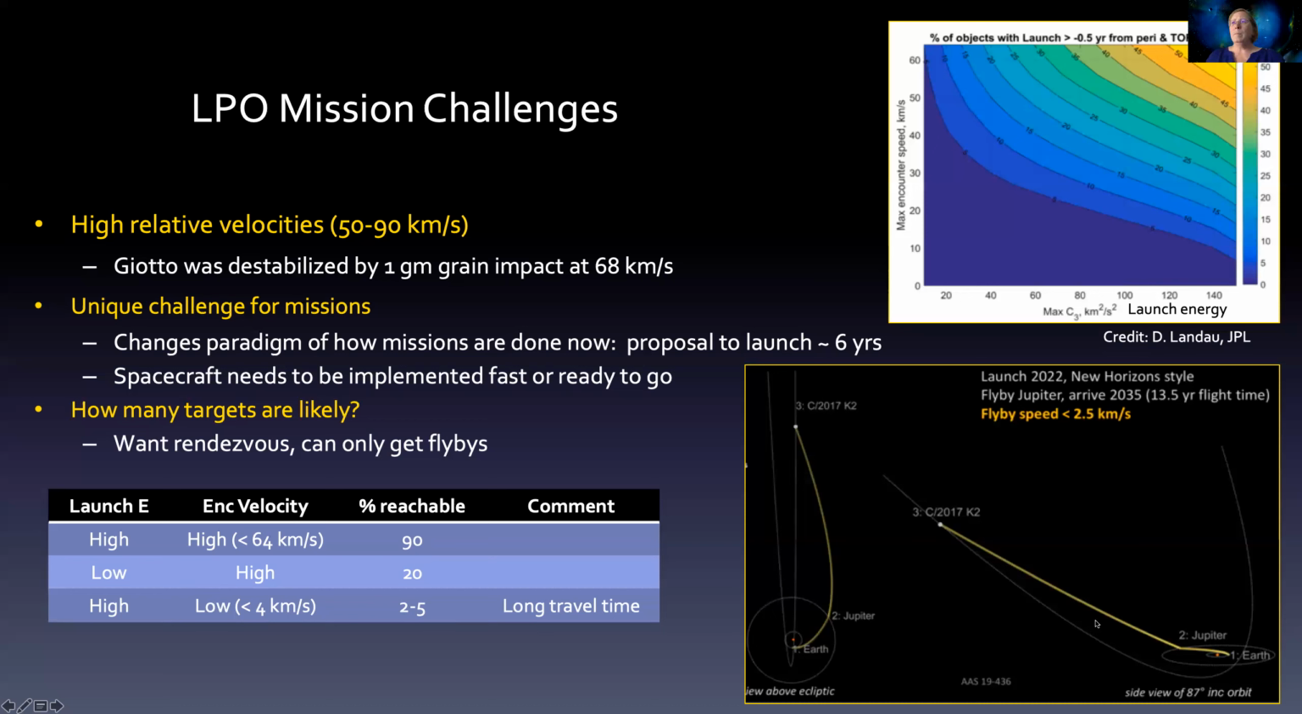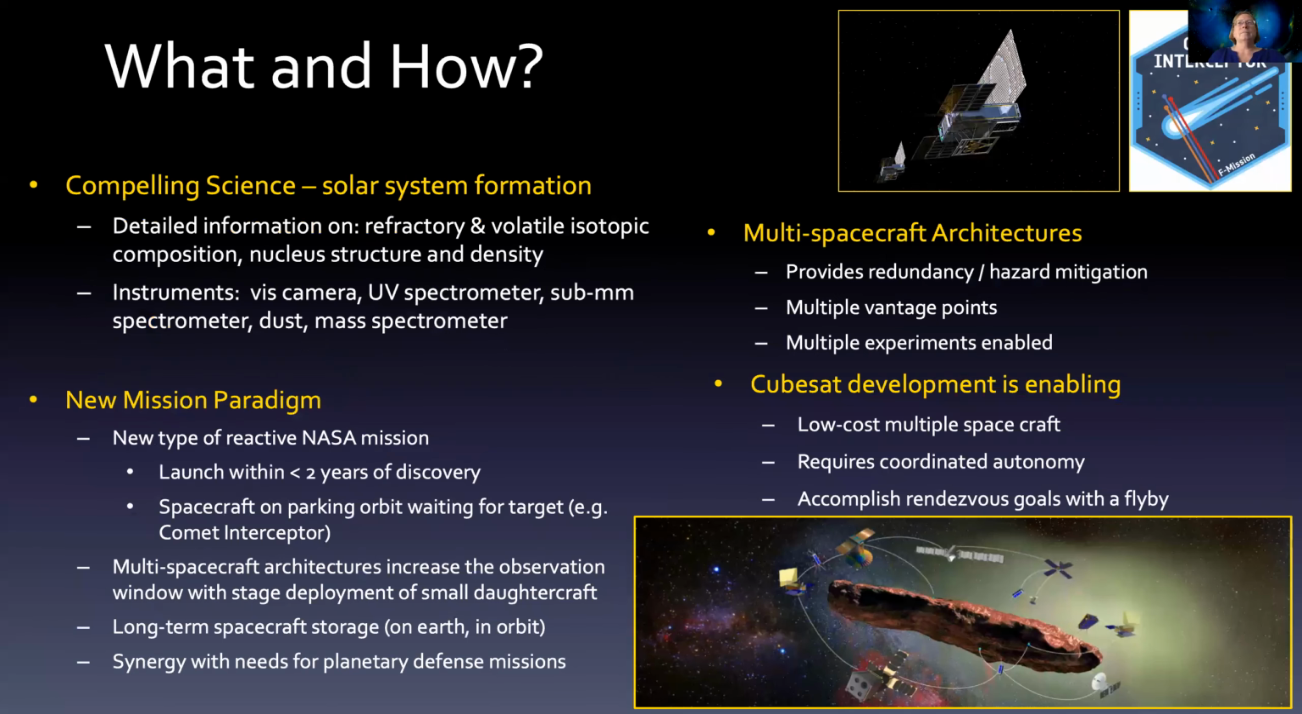And this was one example of comet C/2017 K2 PanSTARRS that was discovered about 10 years prior to perihelion. And there was a trajectory that could take advantage of a Jupiter flyby to give you a low encounter velocity, less than 2 kilometers per second. But that's still not a rendezvous, which is what you'd really want if you want to do some isotopic work.